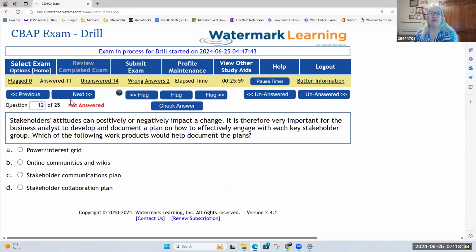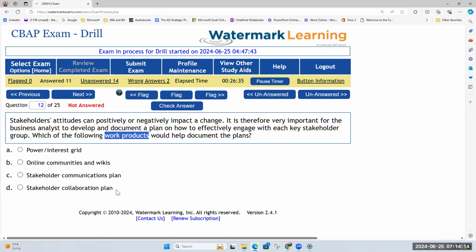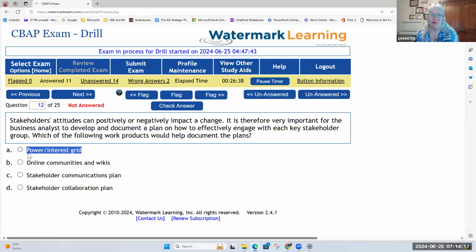Stakeholders' attitudes can positively or negatively impact a change. It is therefore very important for a business analyst to develop and document a plan on how to effectively engage with each stakeholder group. Which of the following work products, so we're talking about a document, would help document the plans? Would it be a power and interest grid, online communities or wikis, stakeholder communications plan, or stakeholder collaboration plan? Is there one of those that is not in the BABOK? The grid? Right, I don't recall that one being in the BABOK. Yeah. So which one do we think is the right answer?